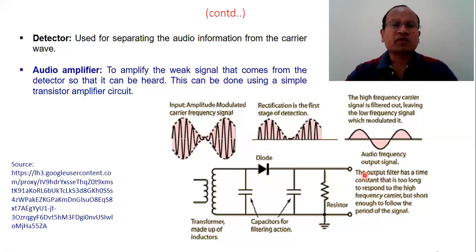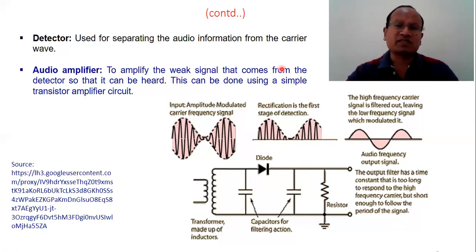But anyway, we don't want to discuss the demodulator here in detail. What we are interested in here is that the detector is a demodulator which is used in the AM receiver to detect the modulating signal. So that's all. Then the audio amplifier, we have already discussed.